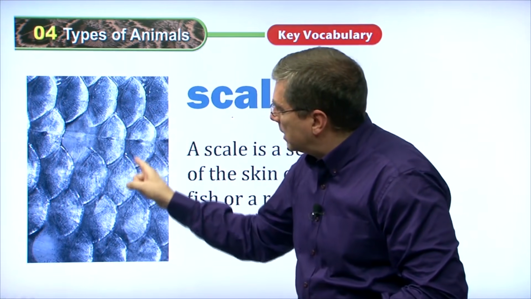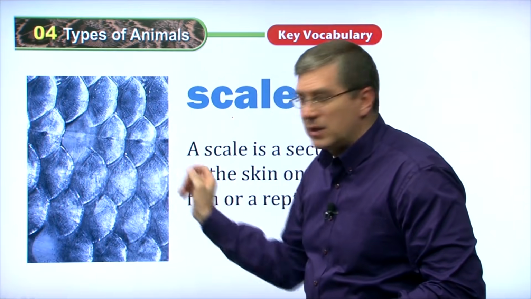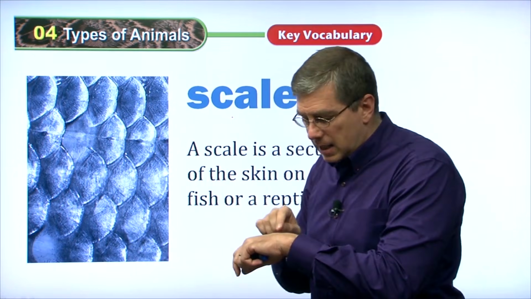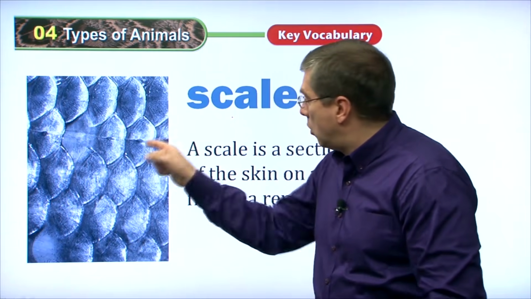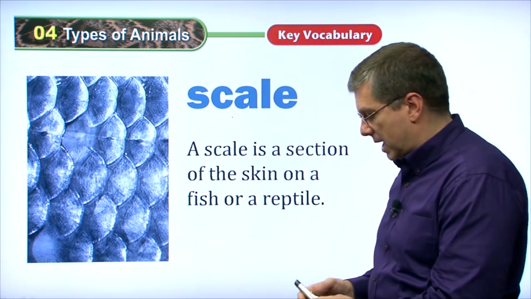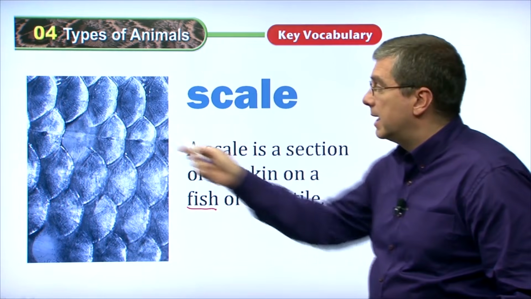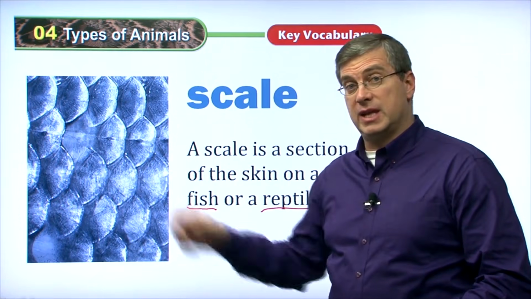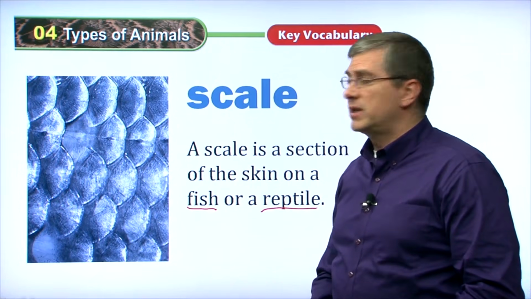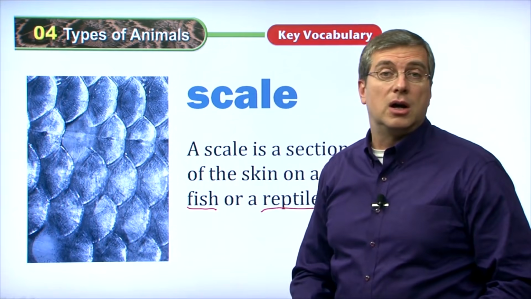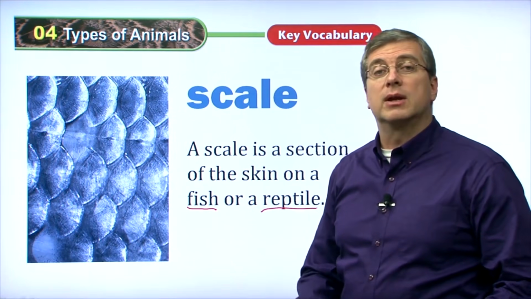It's in scales, and these scales sometimes will flake off, right? We have smooth skin. We cannot see scales on our skin, only fish or reptiles. So fish or reptiles only have scales, this type of skin. Very interesting. It protects them, and it's a different style. It's a different type of skin or covering for the animal.